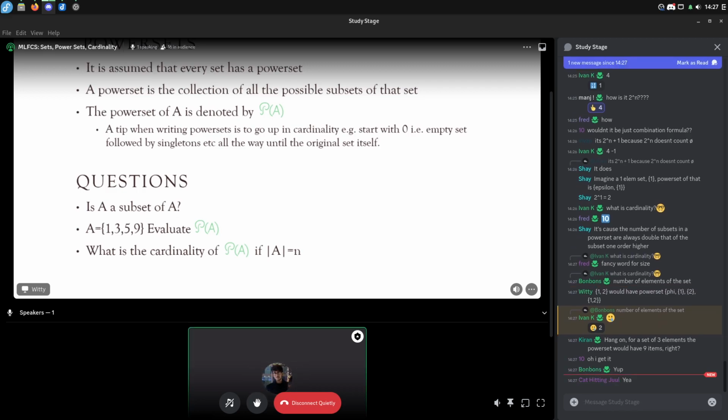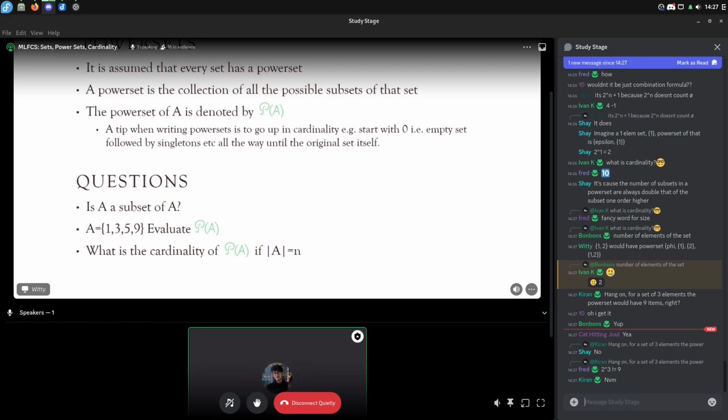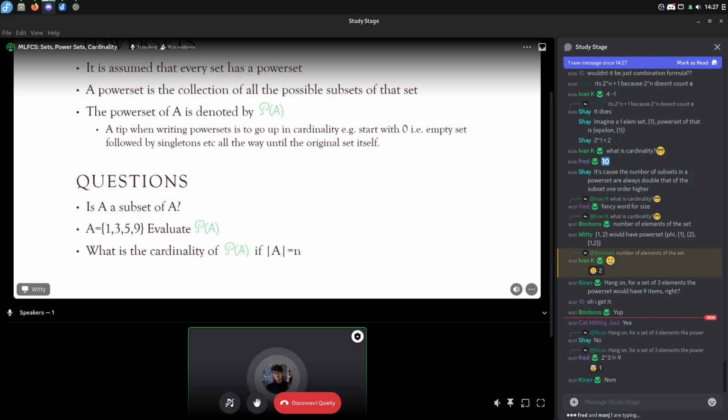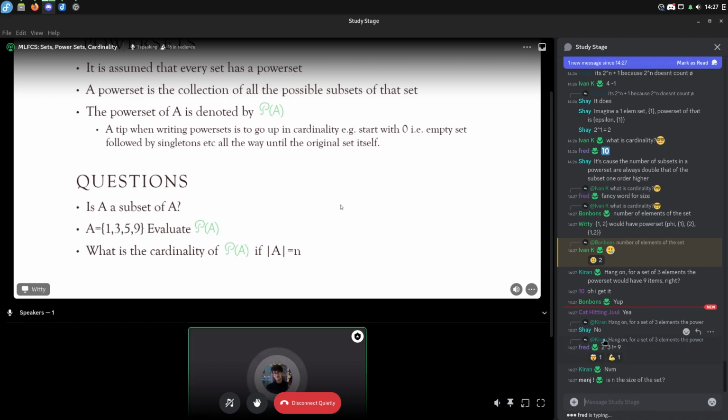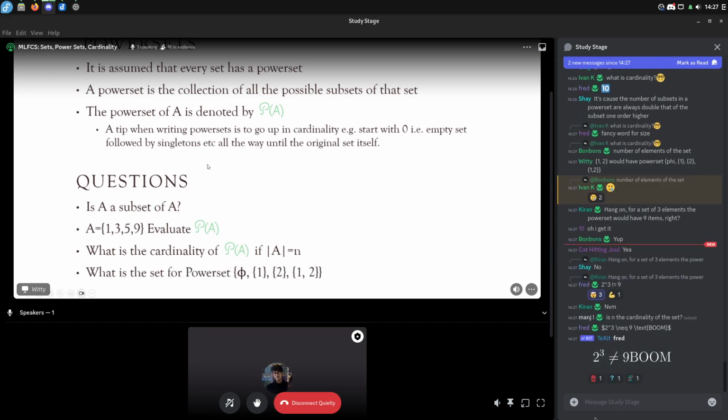For a set of 3 elements, the power set would have 9 items. No, it would be 2 to the 3, which is 8. Yeah, as Fred's saying, it'll be 8. Cool. All right, let's move on now. So that's how you determine the cardinality of a power set by the cardinality of its set. It's just a 2 to the n relationship, exponential. All right, let's move on now.